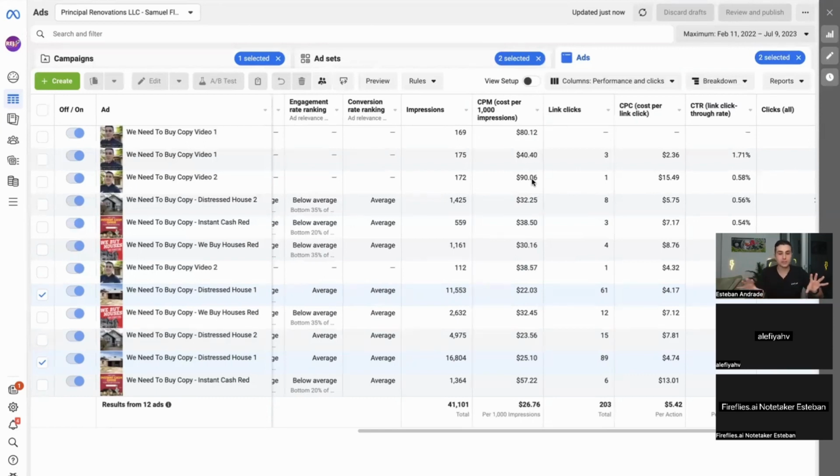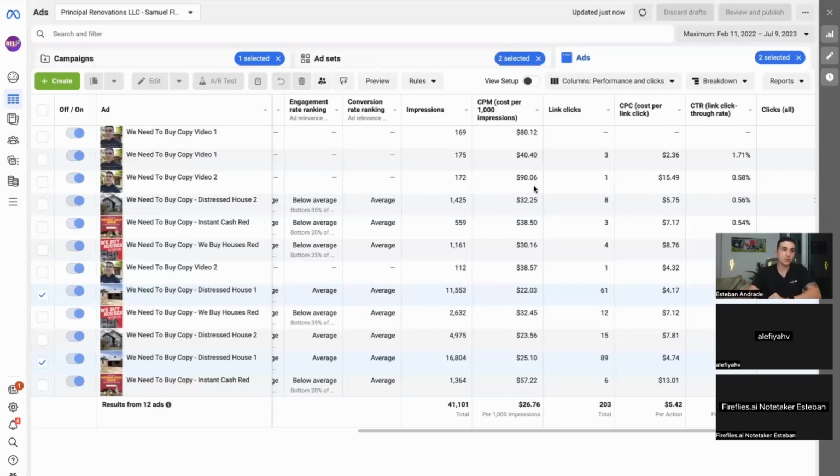Or ultimately Facebook is not favoring you to actually show it to as many people as possible, but to be very effective with it. So the cheaper the cost per 1,000 impressions relatively is going to be, the better for your campaign. But at the same time, it's not something that you should be really worried about.